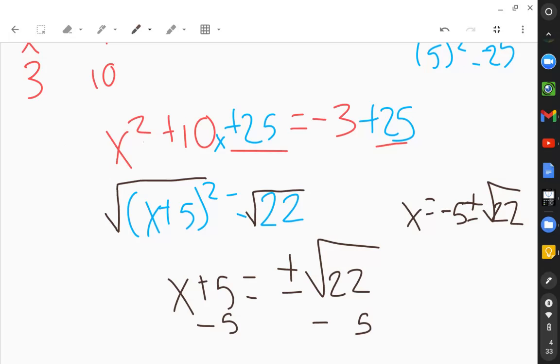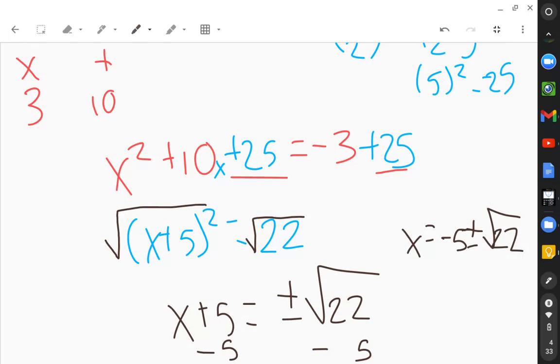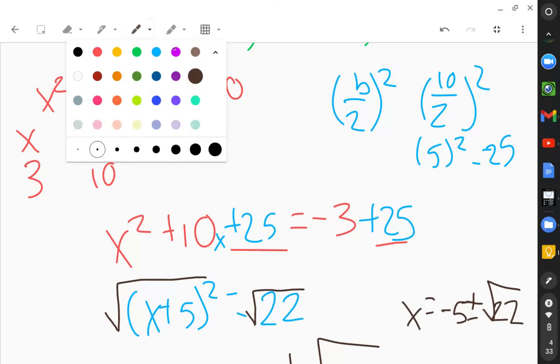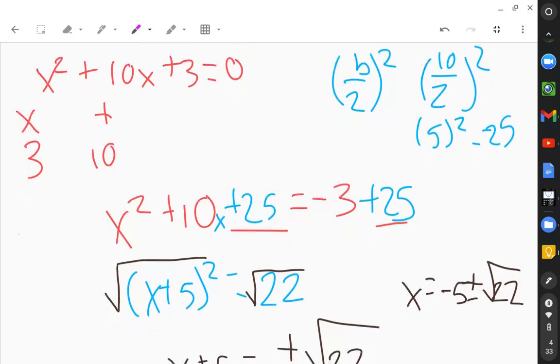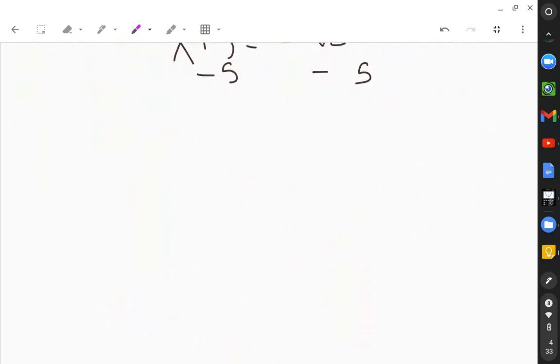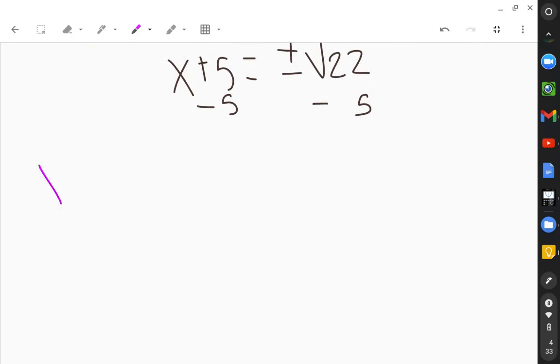I'm going to take that same problem from earlier, and let's say that we choose not to complete the square, but instead to use the quadratic formula. So x squared plus 10x plus 3 equals 0.